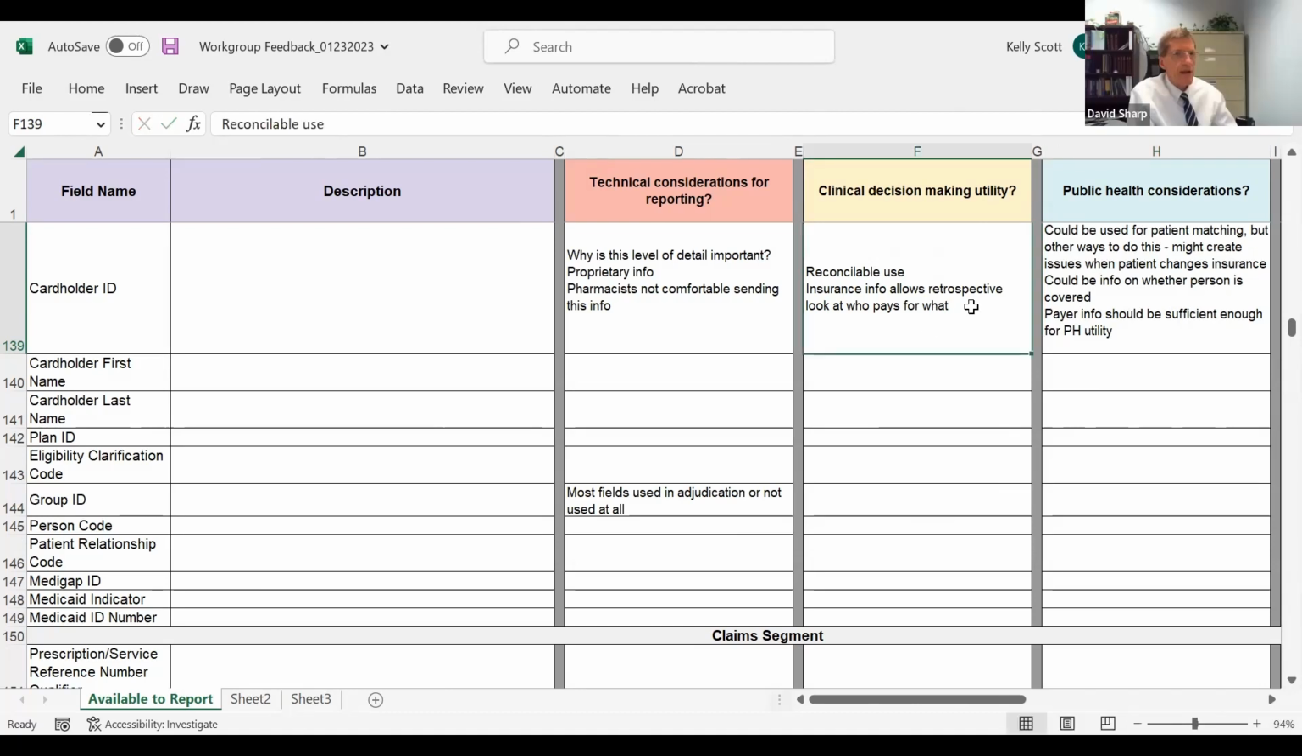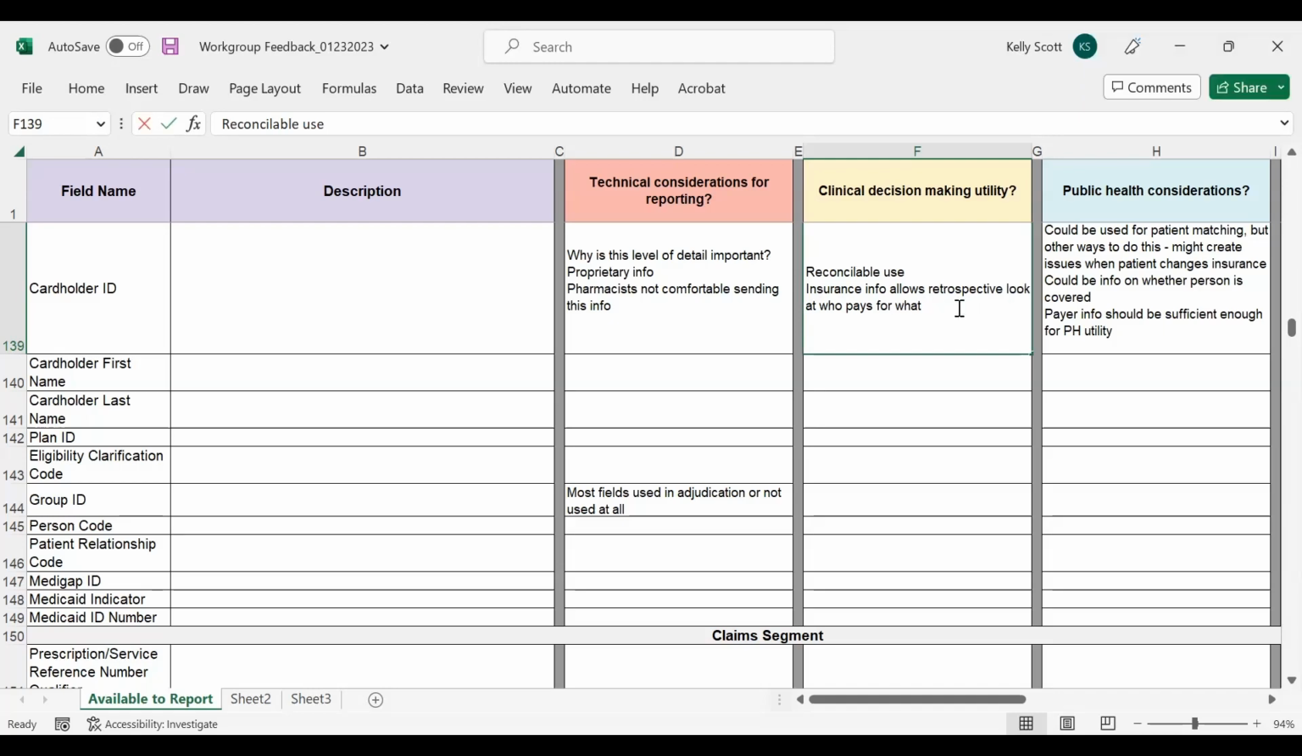Understood, but paid meaning for treatment purposes or paid meaning for reconciliation of the operations? Paid for treatment, where treatment and reconciliation become one and the same. I don't believe that's true for pharmacy. I would agree with that.